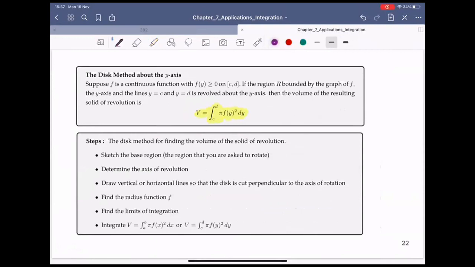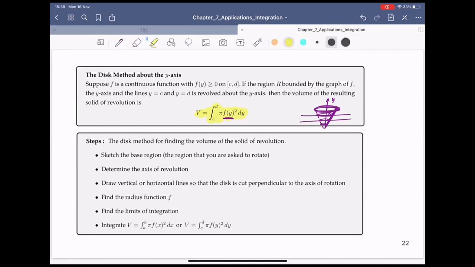Let's say you have that region R, and now you rotate about the y-axis. You get a cone. But you can see that every time you cut, you get a circle as well. If you cut here, you get a circle all the time. When you figure out your f(y), when you figure out your radius, you get something in terms of y, right? Because you just look at different axes now.